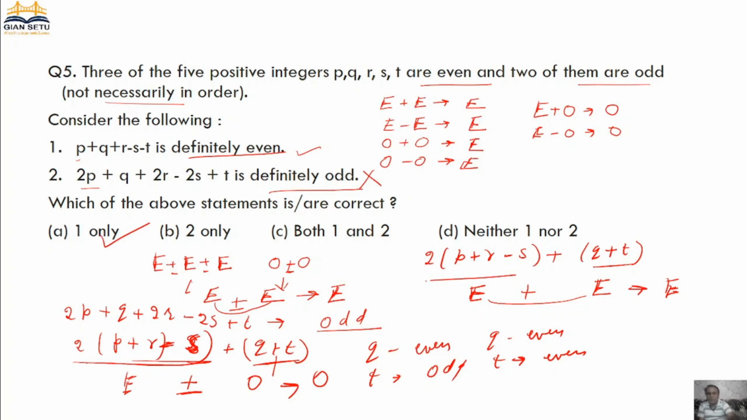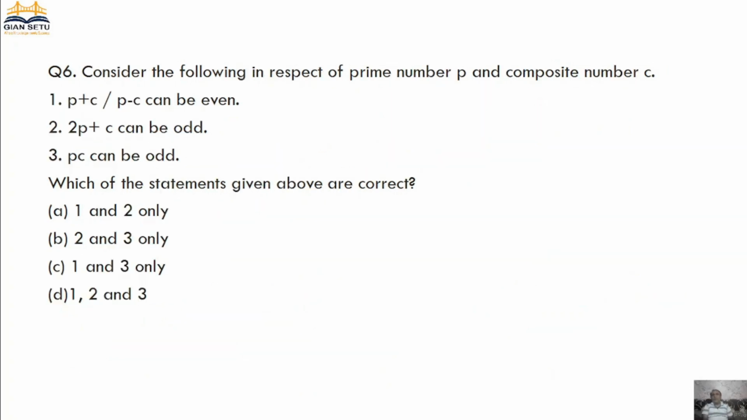Let's move to question number 6. Consider the following in respect of prime number p and composite number c. Here we are given two numbers p and c, where p is a prime number and c is a composite number. Now we are given three statements and we need to find which of these statements is correct.